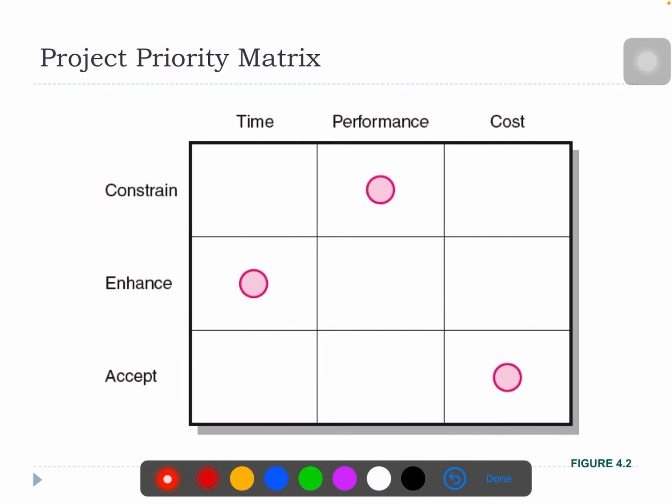Okay, priority matrix, you can see from this table that the priorities can be tabulated and considered.